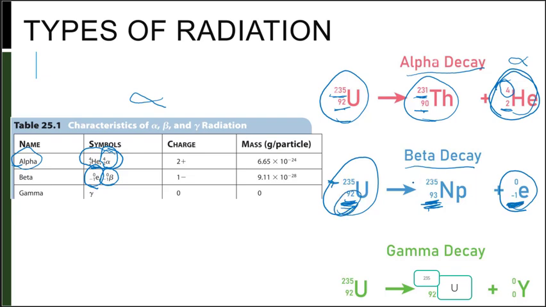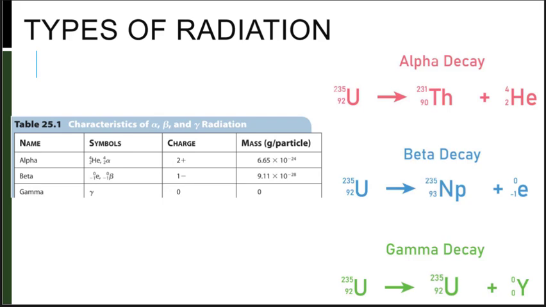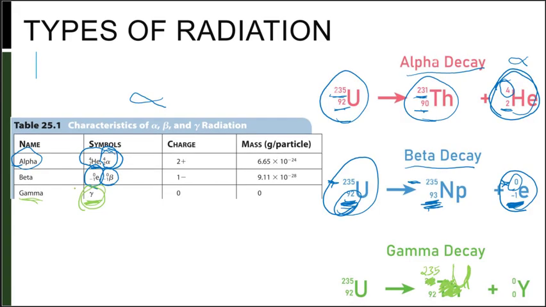And notice that the mass stayed the same. So I would need the 0 mass of that electron. And gamma radiation, its symbol is this gamma symbol. It looks like kind of a cursive Y. It has no charge, no mass, because it is a form of electromagnetic radiation.